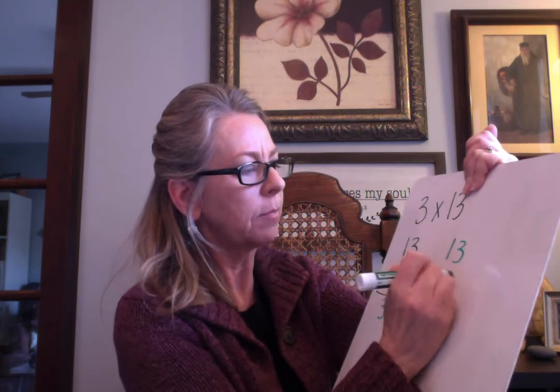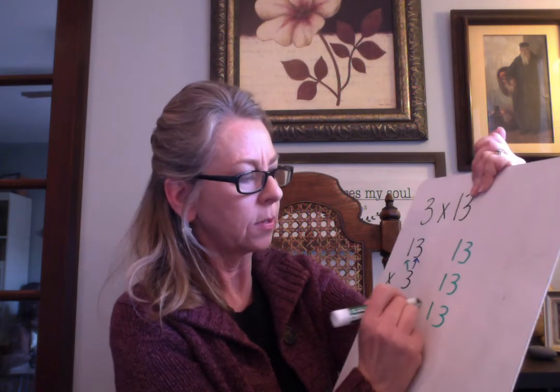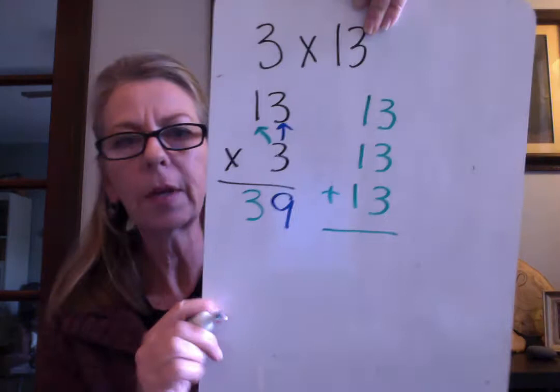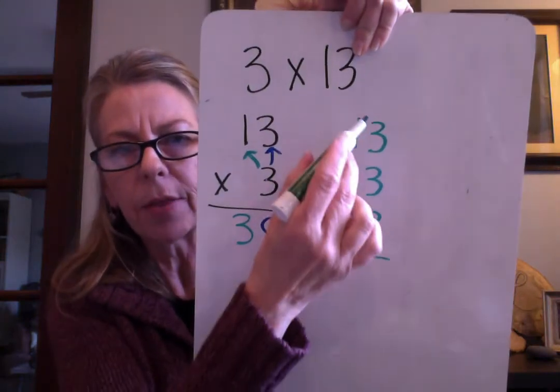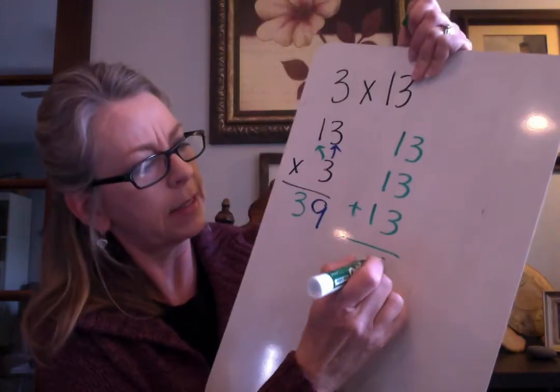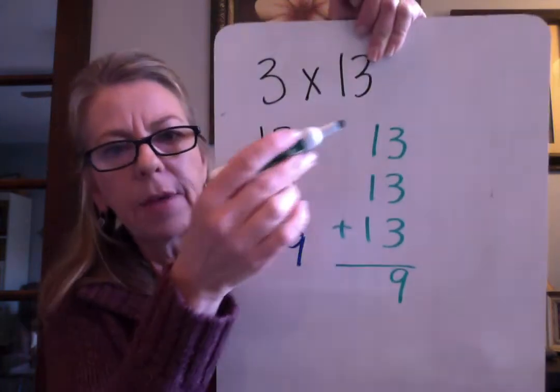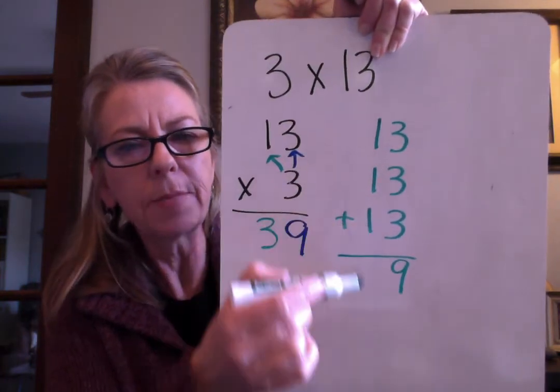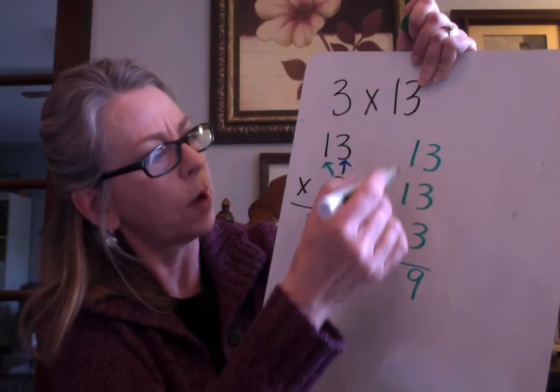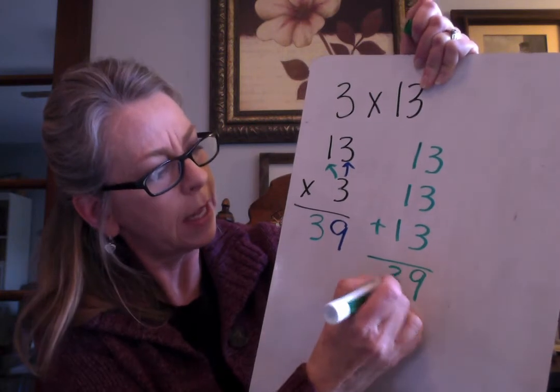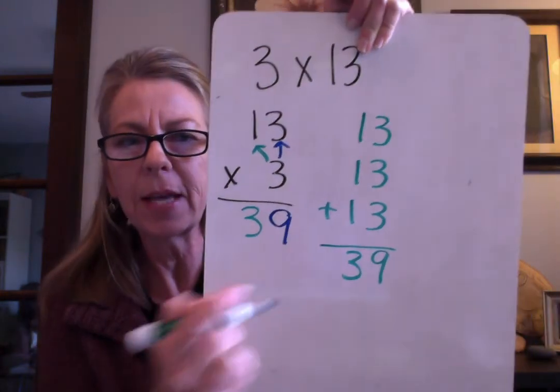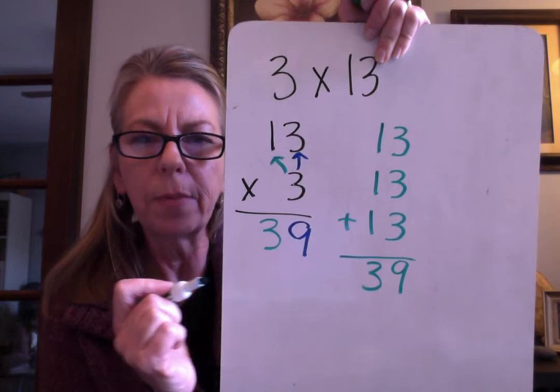But let's check with our addition. So I can do 13 plus 13 plus 13. Okay, 3 plus 3 plus 3. I've got 3 groups of 3. That is 9. And then I've got 3 ones in my tens place. So I've got 1 plus 1 plus 1 is 3 in my tens place. Okay, so I can use my addition to check my multiplication.